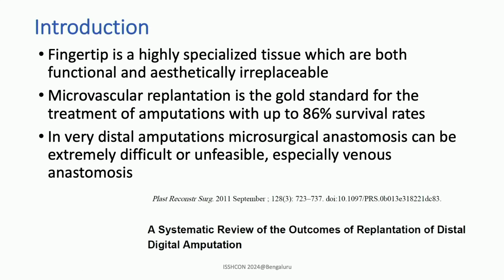I have no disclosures. Now, as the previous presenters have already emphasized, the fingertip is highly specialized tissue, which is both functional and aesthetically irreplaceable. Reimplantation remains the gold standard, with current trends showing up to 86% survival rates. But in very distal amputations, microsurgical anastomosis can be extremely difficult or unfeasible.